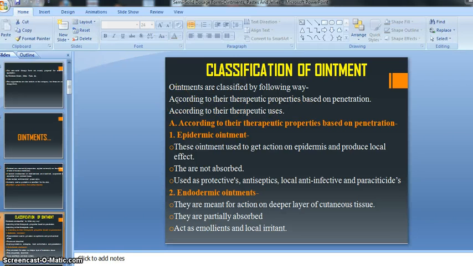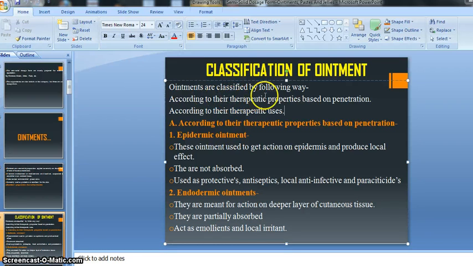So the first category of our classification of ointment is according to their therapeutic properties based on penetration, means on the basis of their pharmacological properties. And according to their therapeutic uses, right? Therapeutic uses and therapeutic properties are different. Therapeutic uses means our actual pharmacological action, and therapeutic properties means which kind of properties it shows, like penetration, absorption, right?